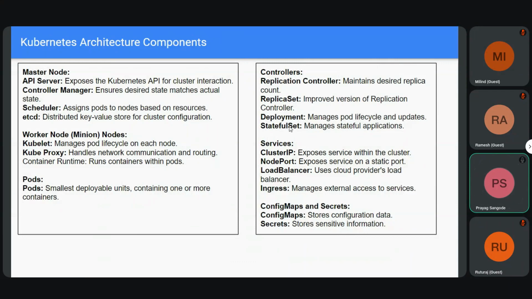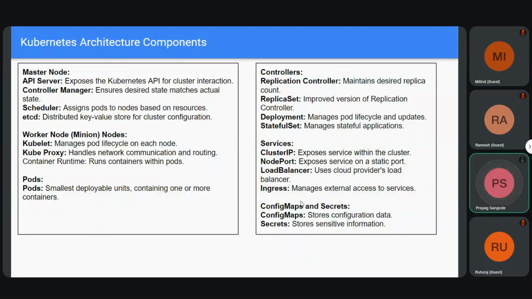And in Kubernetes, accessing the application on a Kubernetes cluster is done by various services. Okay, so there is a cluster IP, node port, load balancer, and ingress. These are the ways to access the pod or a container. We'll be seeing this soon in detail.